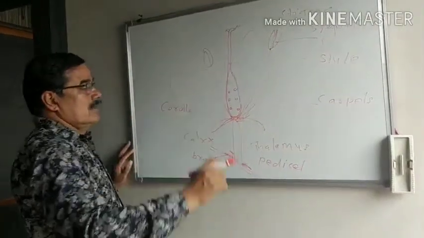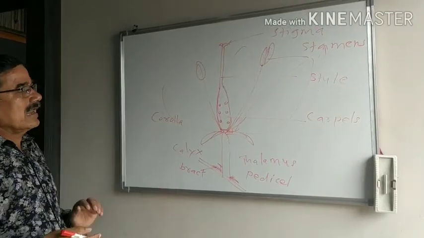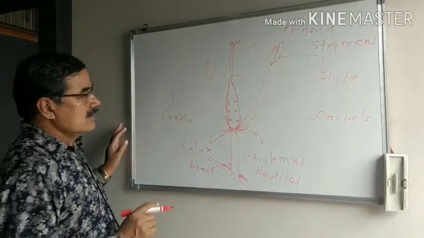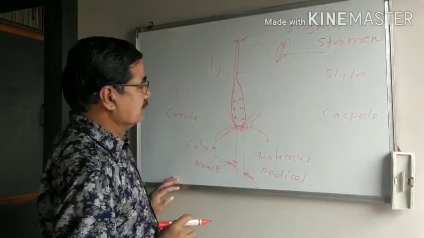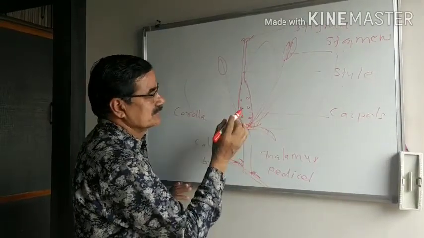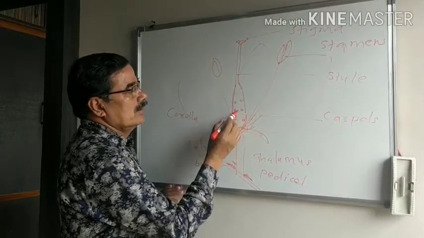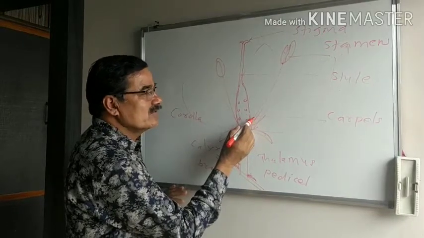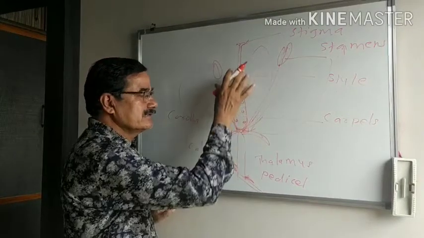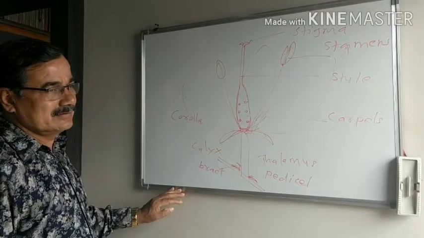Now there are again some terminology. The flowers are bisexual. When sexuality is considered, on the basis of the essential whorls, that is the androecium and the gynoecium, when both essential whorls, androecium and gynoecium, are present in the same flower, the flower is said to be bisexual.